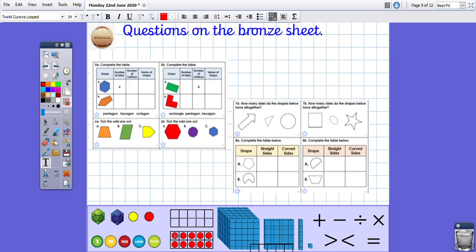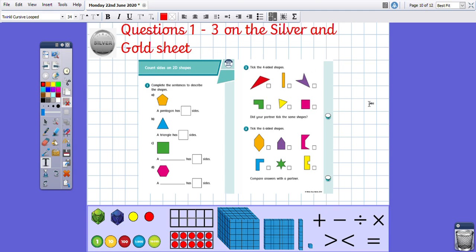Okay, your challenges today. Bronze, your questions are on the sheet. Okay, so you need to complete the tables, tick the odd ones out. How many sides do the shapes have all together? And then again completing some tables. Silver, you are doing questions 1, 2 and 3. You've got some sentences to complete. You've got to tick the 4-sided shapes and tick the 6-sided shapes.